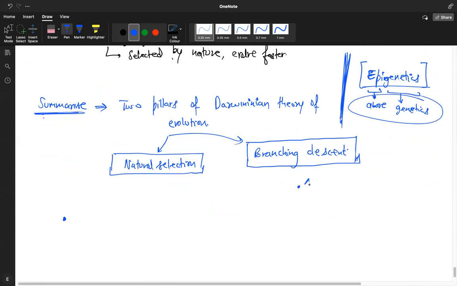There is an organism A, remember, then this will diverge into B and C. It does not mean that B came from C, but B and C had the same common ancestor back in time. Then this will diverge again. You understand, everyone? Does it look like a branch to you? Yes, sir. This is called branching descent. So evolution always works by branching descent and natural selection, not by a linear progression and just random things happening. So these are the two pillars of Darwinian theory of evolution.